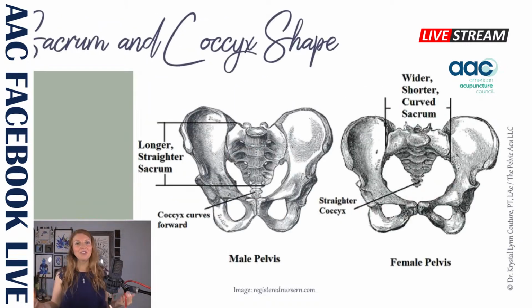Next, with the sacrum and the coccyx shape, we can see on the left that the male pelvis has that elongated sacrum that's a bit straighter, whereas the female pelvis is going to have that wider, shorter, more curved sacrum. On the contrary, we've got the coccyx on the male, which curves forward a bit, and the coccyx on the female, which is a little bit straighter.